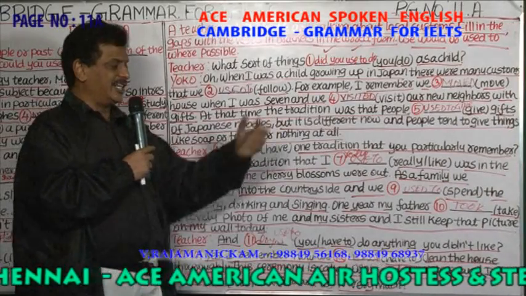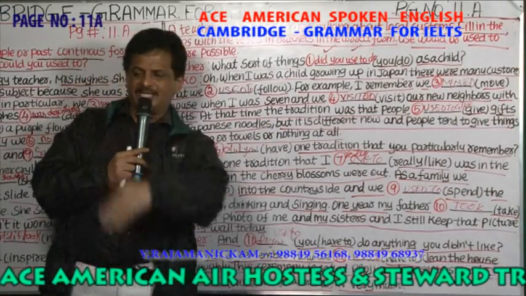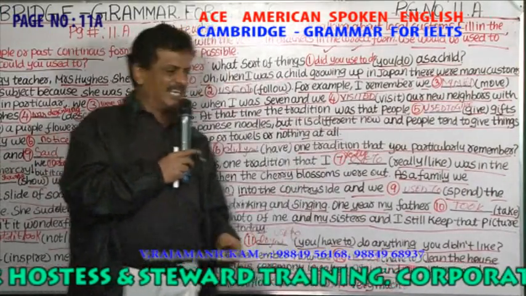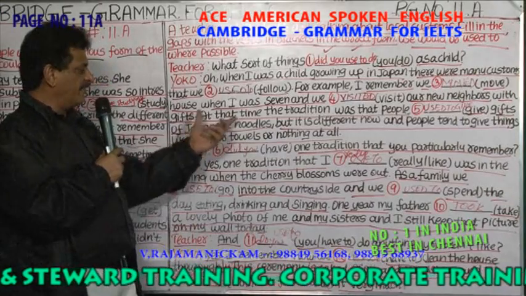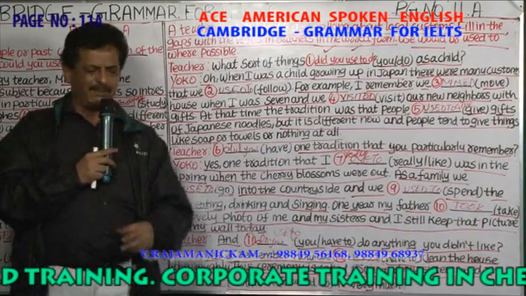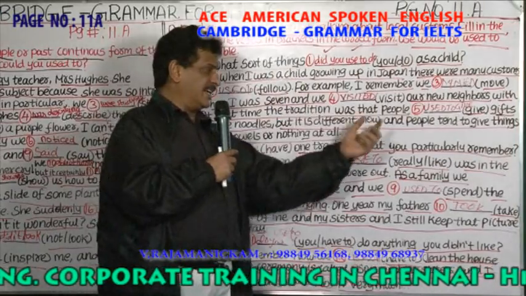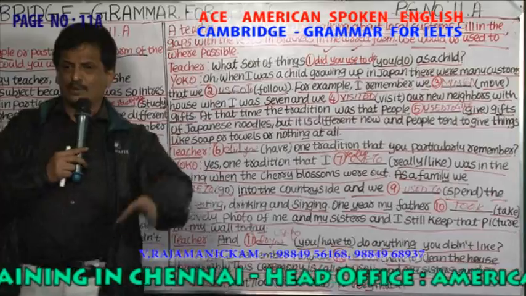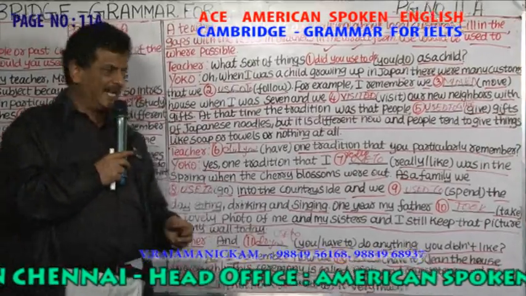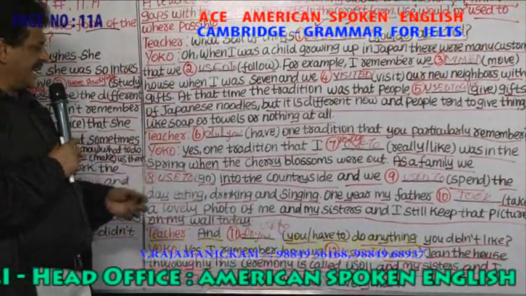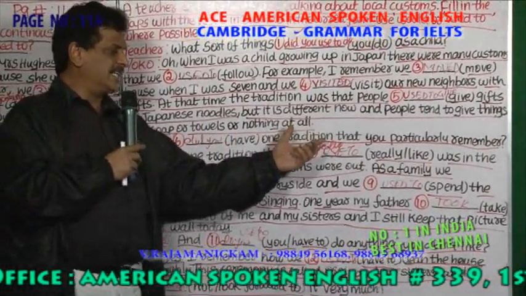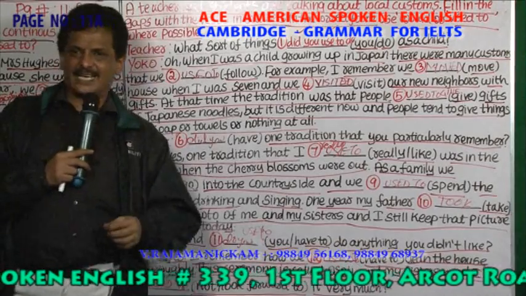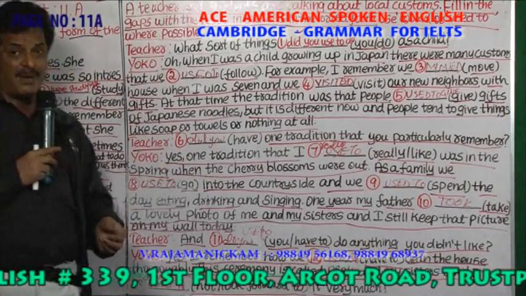அந்த நேரத்தில் tradition என்றால் என்ன? கலாச்சாரம். கலாச்சாரம் என்றாலே used to போட வேண்டும். Was that people used to give gifts, பரிசுகளை வழங்குவார்கள், அது கலாச்சாரமாக இருந்தது. Of Japanese noodles, ஜப்பான் நாட்டு நூடுல்களை பரிசாக வழங்கினார்கள். But it is different now and people tend to give things like soap or towels or nothing at all. இப்பொழுது சோப் கொடுக்கிறார்கள், இல்லாட்டி ஒன்றுமே கொடுப்பதில்லை. அன்று வழக்கமாக இருந்தது. Teacher கேட்டார்கள், did you have one tradition that you particularly remember? உனக்கு ஞாபகப்படுத்தி சொல்ல முடியுமா? ஒரு கலாச்சார பண்பாட்டை நீ சொல்ல முடியுமா வழக்கமாக இருந்ததை?